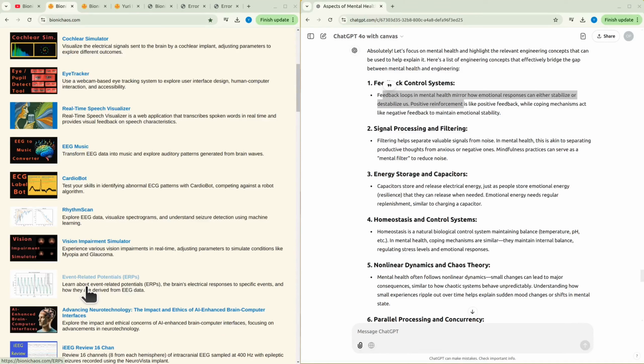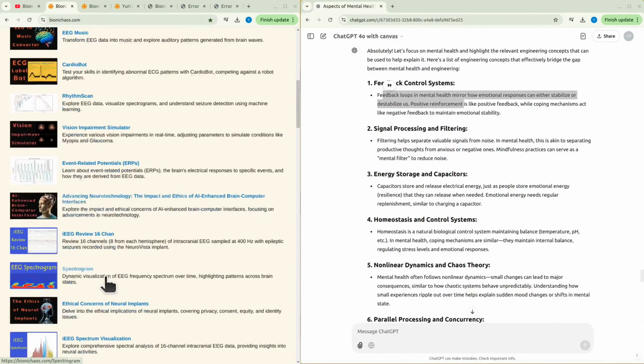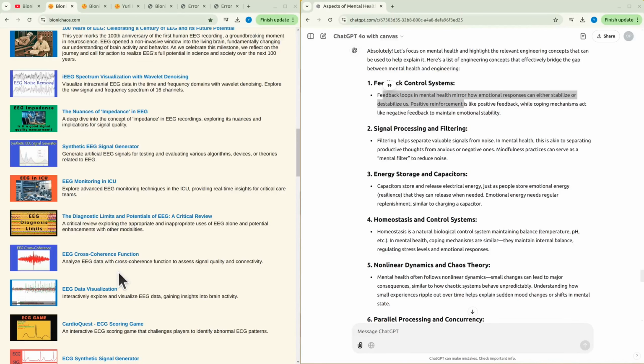Yes, some EEG concepts in general should be linked to mental health as well. Use the concept of event-related potentials to explain mental health issues. Maybe throw in cross-coherence as well.